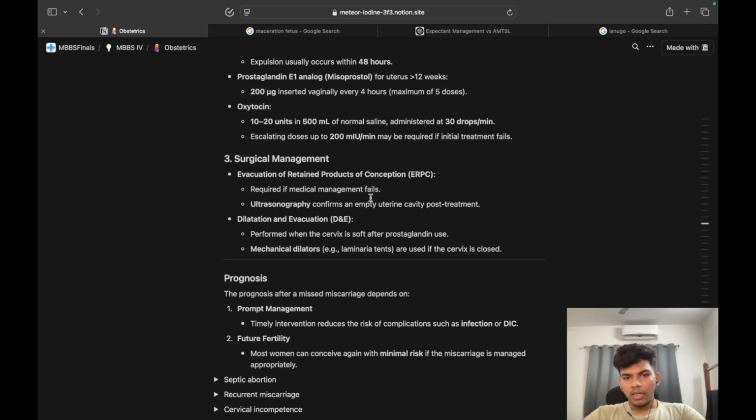Ultrasonography confirms an empty uterine cavity post treatment. So, that is ERPC.